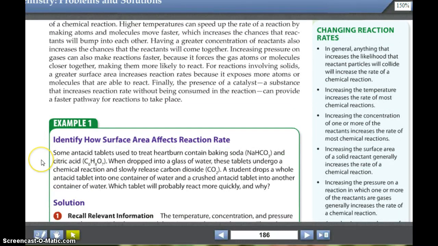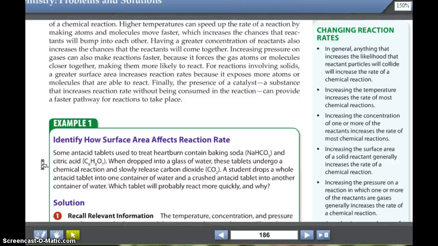Okay, identify how surface area affects reaction rate. Some antacid tablets used to treat heartburn contain baking soda and citric acid. When dropped into a glass of water, these tablets undergo a chemical reaction and slowly release carbon dioxide gas. A student drops a whole antacid tablet into one container of water and a crushed antacid tablet into another container. Which will react more quickly and why?